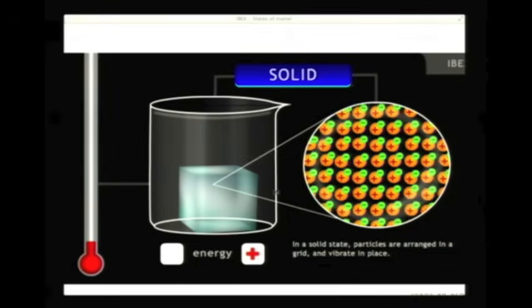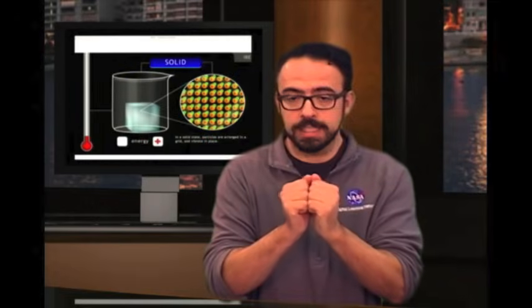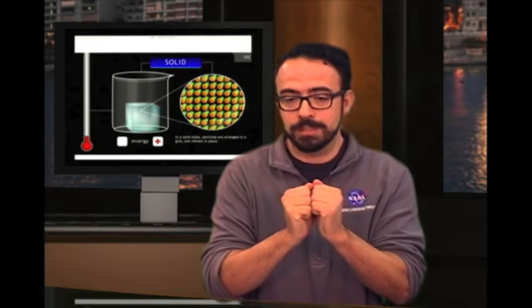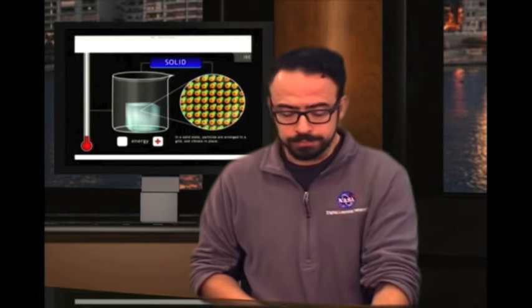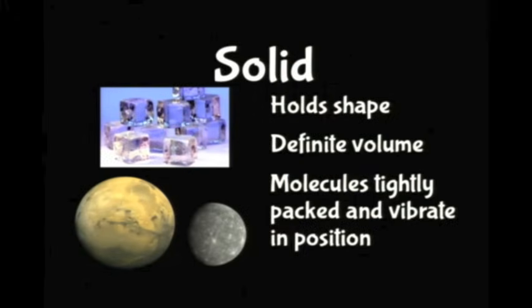It has a low temperature. And if we could look at the molecules that make up this object, we would see that they are indeed packed very, very closely together and they're vibrating in position. That vibration is simply because they've got some energy. Now, when we take a look here, you can see ice is a great example of a solid. It's the solid form of water. We have Mars and the planet Mercury also here because they are considered solid rocky planets.